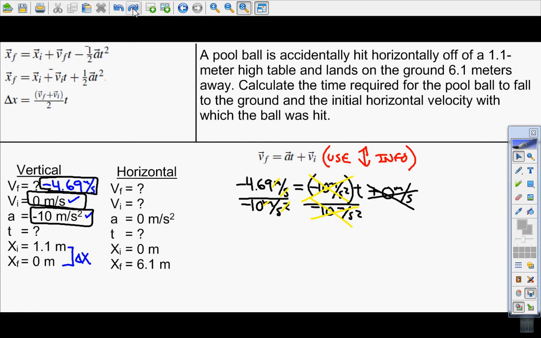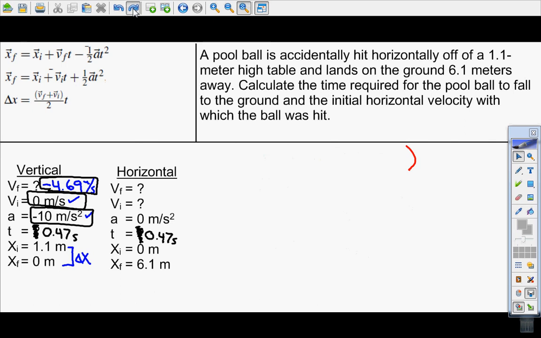So time equals negative 4.69 divided by negative 10. The negatives cancel out, and time equals 0.469, which is about 0.47 seconds. Cool. Time is a really important piece of information, so I'm glad I have that, and I'm going to fill that into my data chart on the left. Vertical time is 0.47 seconds, and horizontal time will have to be 0.47 seconds as well. Alright, so let's go ahead and solve for the third piece.